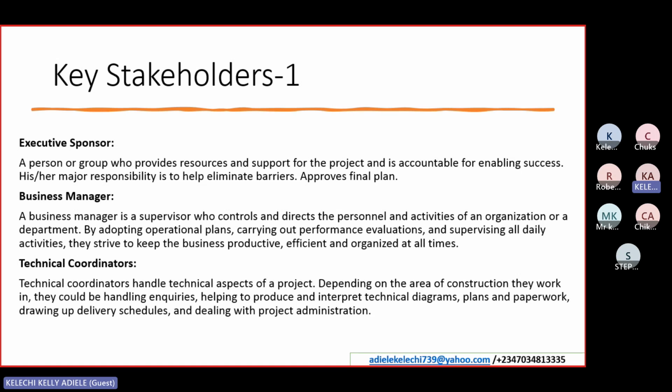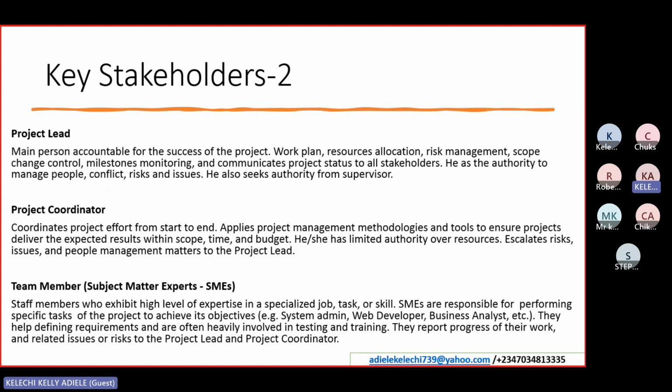Now, these are just briefly explaining their roles, right? The first is the executive sponsor. He provides the resources and support. He approves the final plan. The next is the business manager, who controls and directs personnel and activities of the organization. The next is the technical coordinator, who handles the technical aspects of the project. We have project leads, who are accountable for the project success, the work plan, resource allocation, risk management, scope change control, milestone monitoring, and all that. We have the project coordinator, who coordinates project effort from start to finish, just like the project lead.